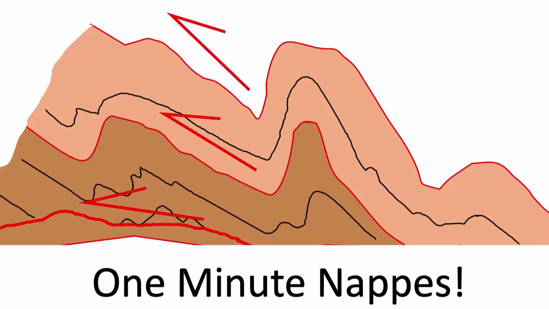I've spoken about nappes in various 1-minute geologies, so I thought it would be a good chance to talk about what they actually are. So a nappe is when you have extreme crustal shortening, which causes folding, and eventually the folds get overturned onto their sides as well, and often there's thrusting associated with it, so the folds are then cut up by thrust faults.